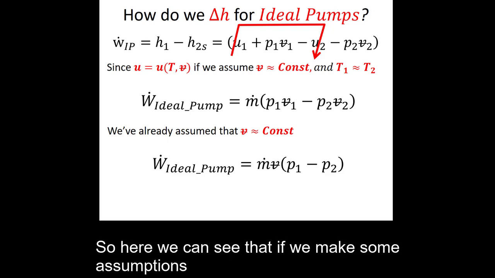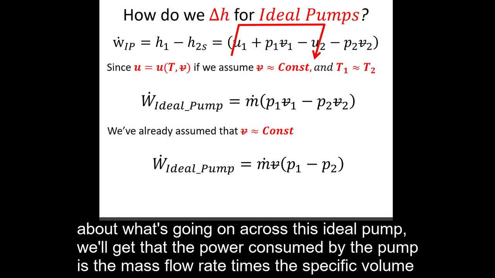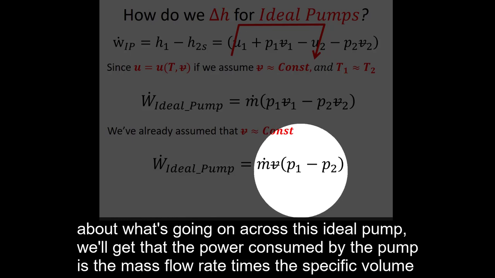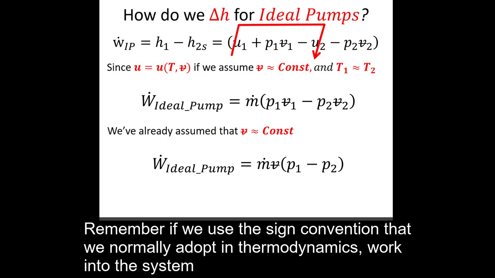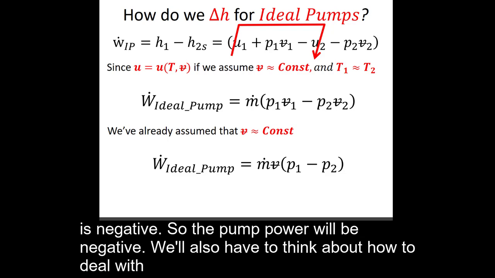So here we can see that if we make some assumptions about what's going on across this ideal pump, we'll get that the power consumed by the pump is the mass flow rate times the specific volume times the pressure difference across the pump. Remember, if we use the sign convention that we normally adopt in thermodynamics work, work into the system is negative. So the pump power will be negative.